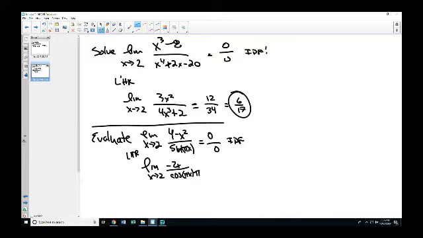All right, now you can plug and chug again, right? So we get negative 4 over pi times cosine 2 pi.